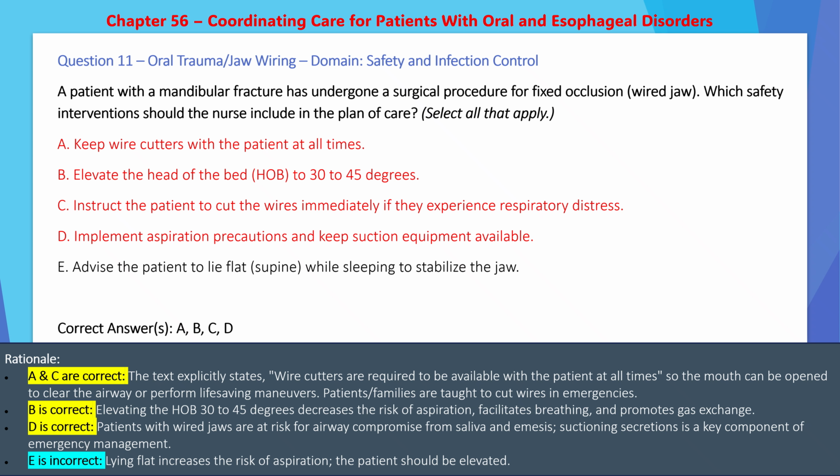B and D are correct because elevating the head of bed decreases the risk of aspiration, and patients with wired jaws are at risk for airway compromise from saliva and vomiting. E is incorrect because lying flat increases the risk of aspiration. So the patient should be elevated.